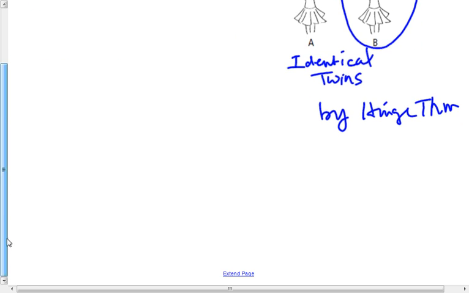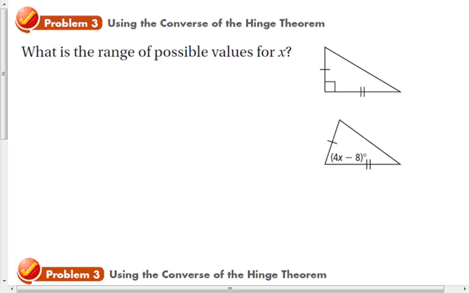All right, and next problem. We're going to use the converse of the hinge theorem here. We want to know the range of possible values for x. Figure that out. I think we have to assume that this angle right here is acute, and it definitely looks like an acute triangle, so we can assume that angle is acute. And so we're going to start by saying the measure of angle A is less than the measure of angle D. And that is by the converse of the hinge theorem.